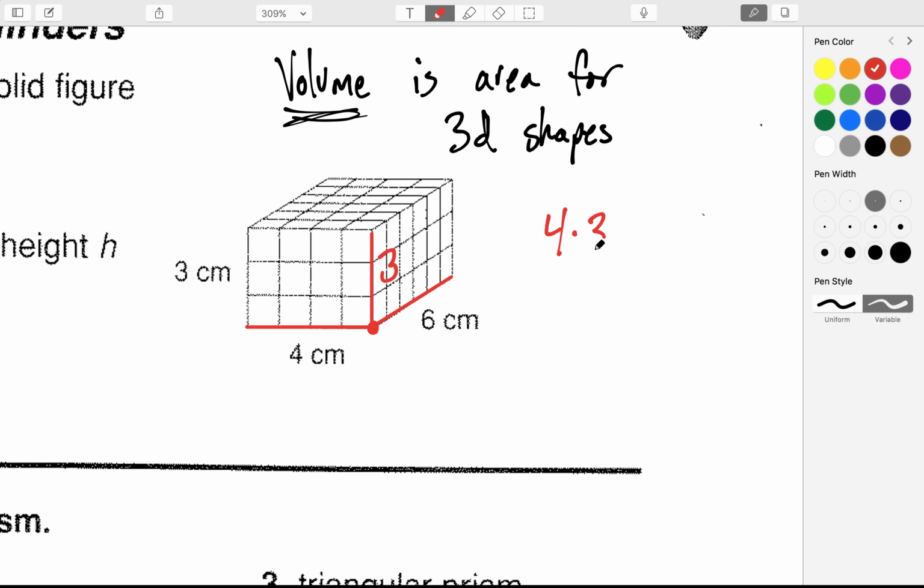Let's try that out. 4 times 3 is 12. 12 times 6 is going to be 72. Same answer as what we got when we counted it up, but much quicker. Go ahead and copy that down.